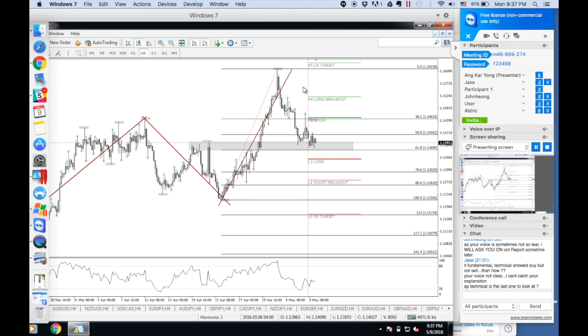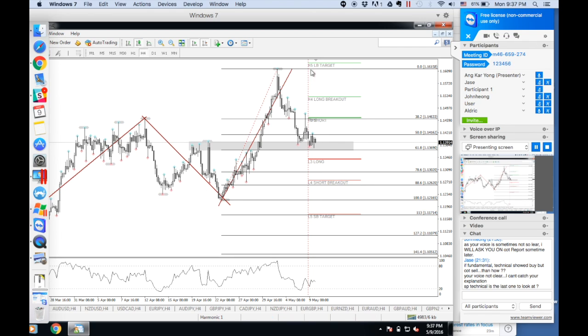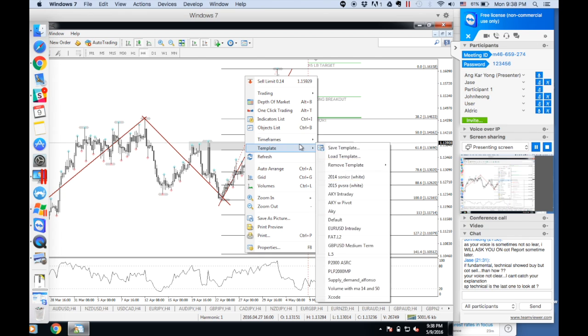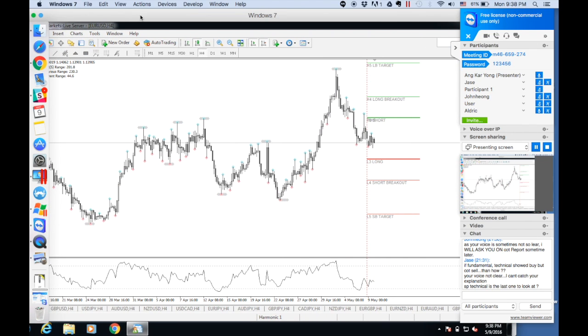Right, but then we start finding, is there another setup that we can take? Okay, so then we see that what's happening over here is that it seems like it's also starting to range, and what we can find is a pattern. Okay, so for pattern, once again you look for an M or W shape. Okay, so if I clear all the chart, right, the M and W shape that you can start identifying is something like this.